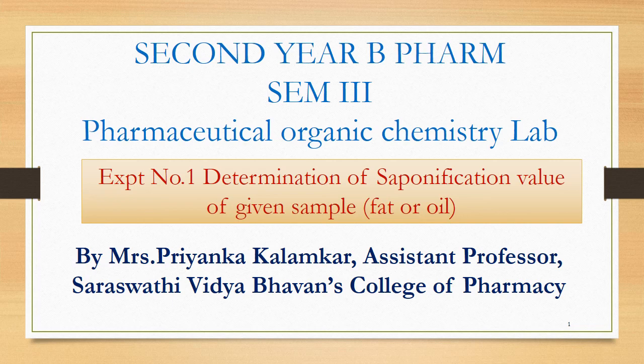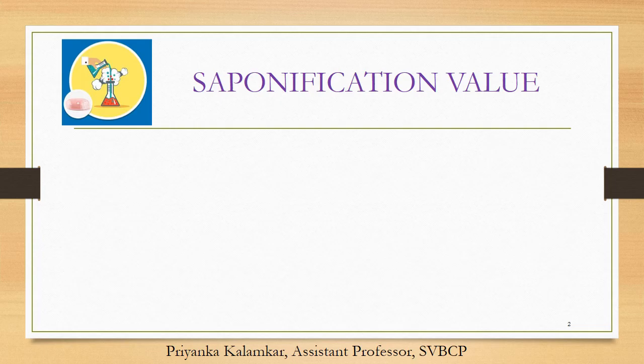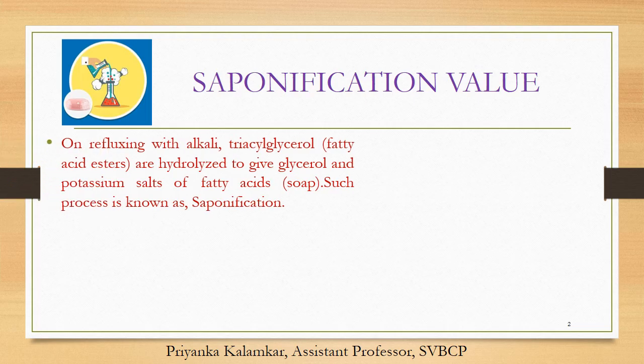Welcome all. Today we'll see experiment number 1, that is determination of saponification value of given sample of fat or oil. So first we'll know what you mean by saponification. Saponification is when you reflux fats or oil with alkali, it gets hydrolyzed and converted into glycerol and potassium salt of corresponding fatty acid. This complete process is called saponification because the potassium salts of fatty acids that are formed are soaps. So the process is termed as saponification.